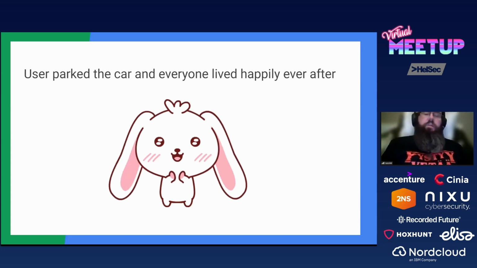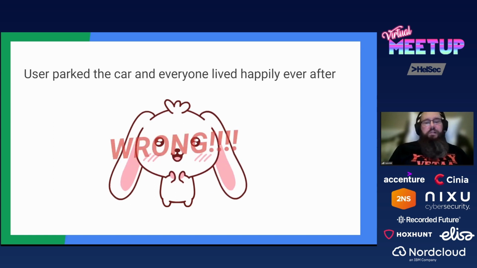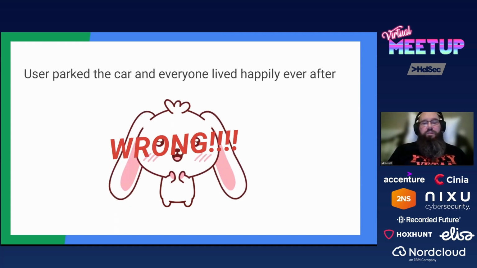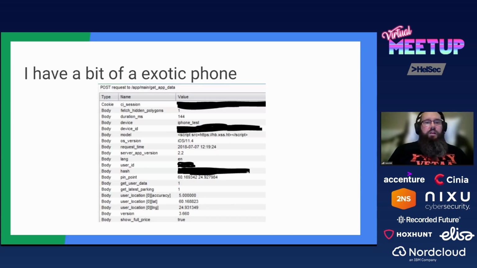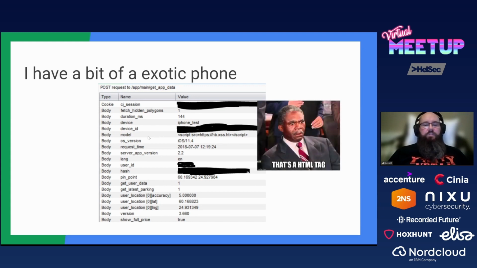So I parked my car, everything's okay, and that was the end of it, right? Well, it would be a short talk if that would be the case, and I'm pretty sure many of you already know where this is going. So I have a more exotic phone than most people. All of the same data as last time is there, but my phone model is a bit different. And yes, it's an HTML attack. So my exotic phone is using a weird phone model.